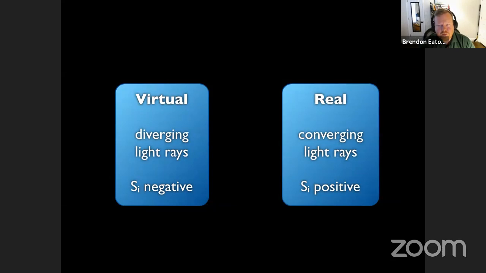So a couple more things here. Virtual images are produced by diverging light rays, and the image distance is going to be negative. Whereas with real images, we have converging light rays. Remember, light rays are coming together to actually form an image, and the image distance is going to be positive.